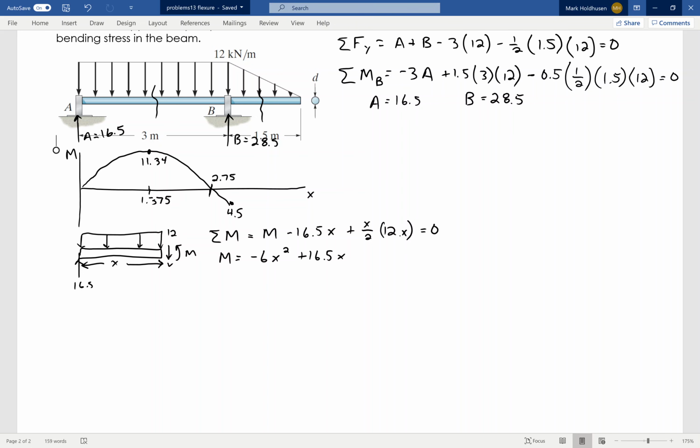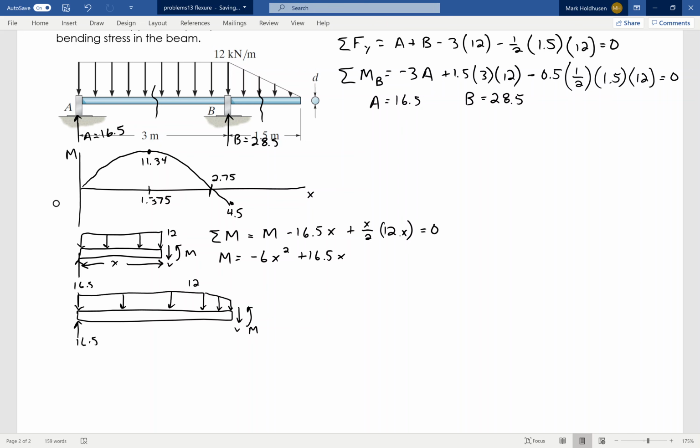Now I've got the other cut that I've got to look at, where again I've got 16.5 right there. I've got my distributed load, which is going to be 12. Then basically it's going to be a trapezoid coming down like that. I've got a shear and a bending moment, and that bending moment is what I'm trying to find.